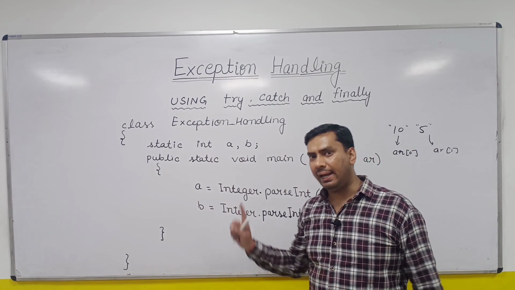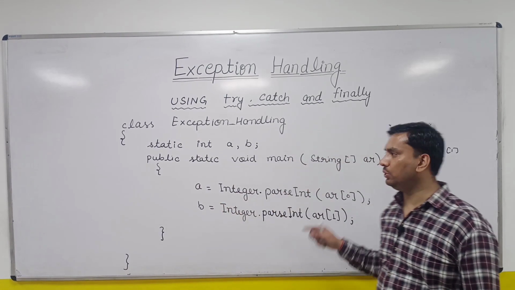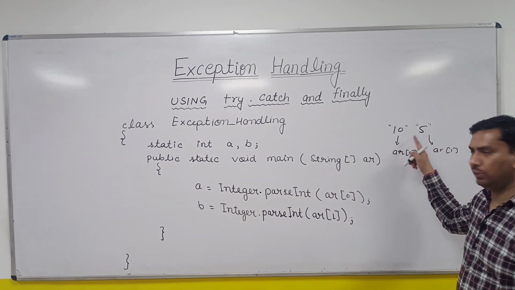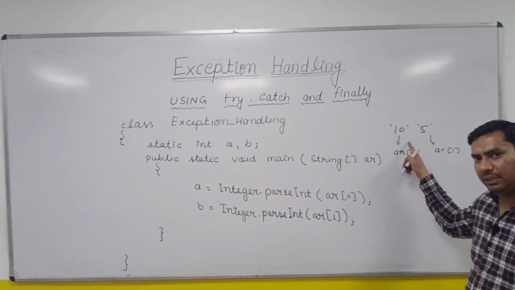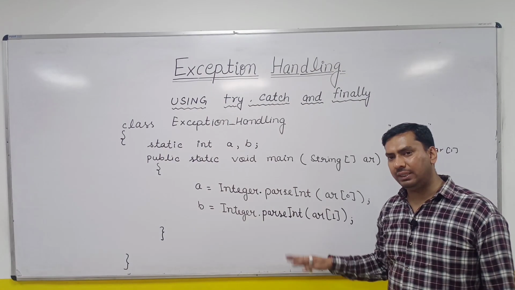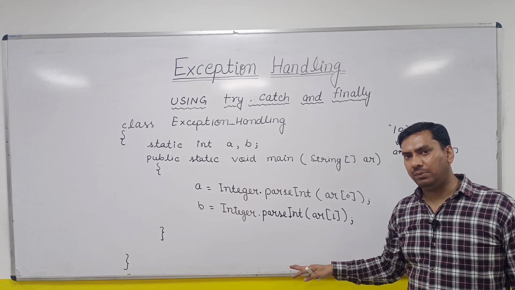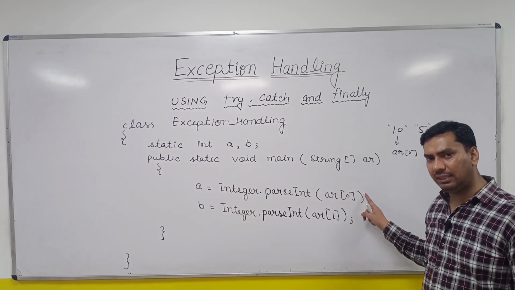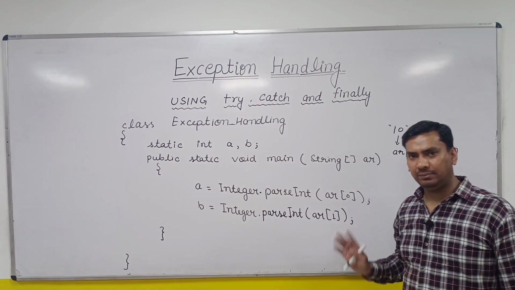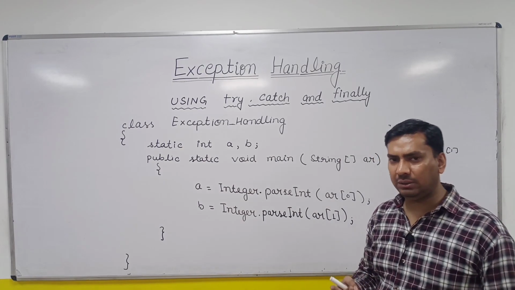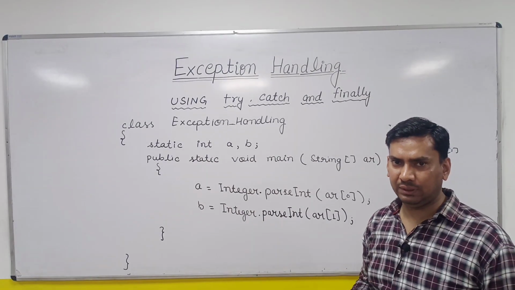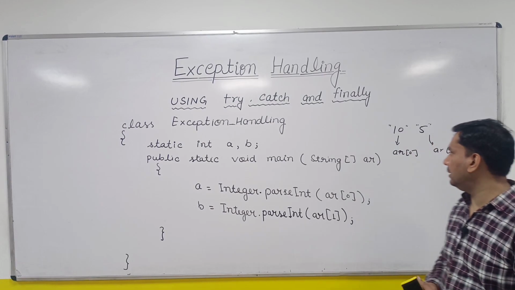First one is array index out of bounds. If suppose user is not passing two inputs, if the user will not pass two command line inputs, so you will get the array index out of bounds exception either in the first line or in the second line. Second exception which is possible here is number format exception.